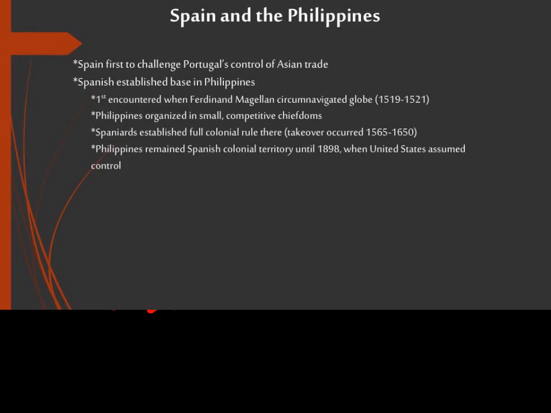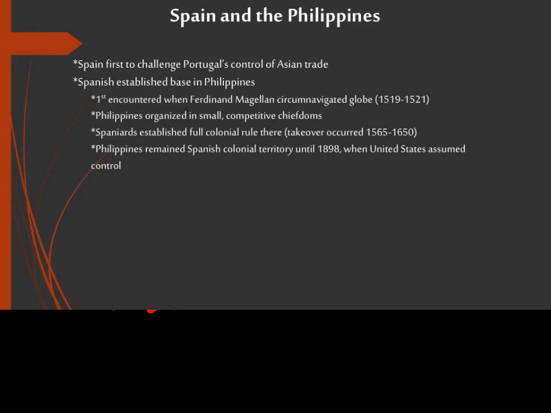But the Philippines remained a Spanish colonial territory until 1898, when the United States assumed control. This is a rather long time, so it's over 300 years. The islands had no central government, and the Spanish came in with force and the pageantry of the Catholic Church. They were able to win over many of those local leaders, and the result was a relatively peaceful conquest.